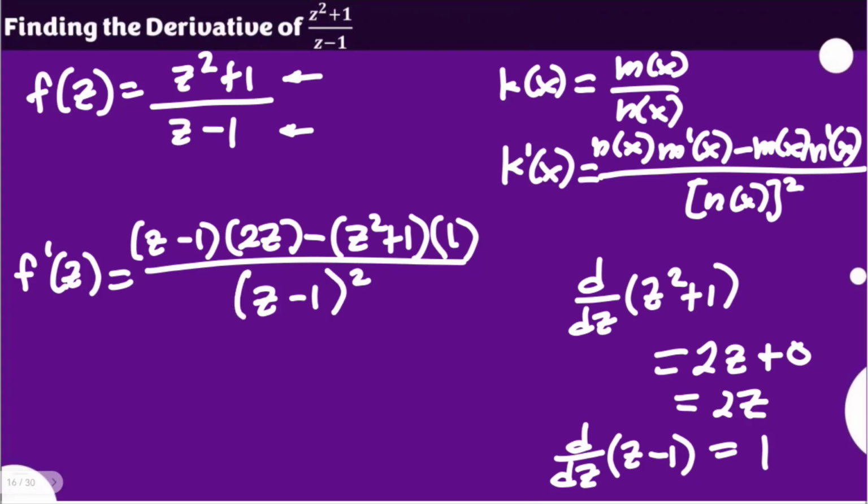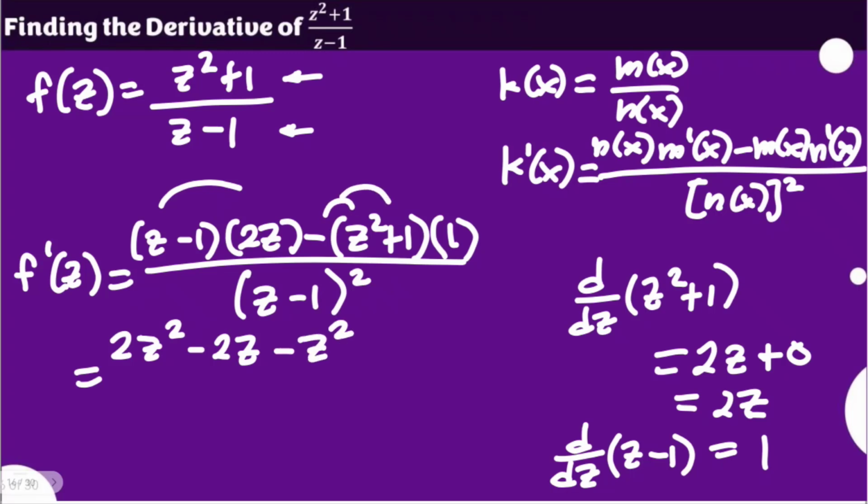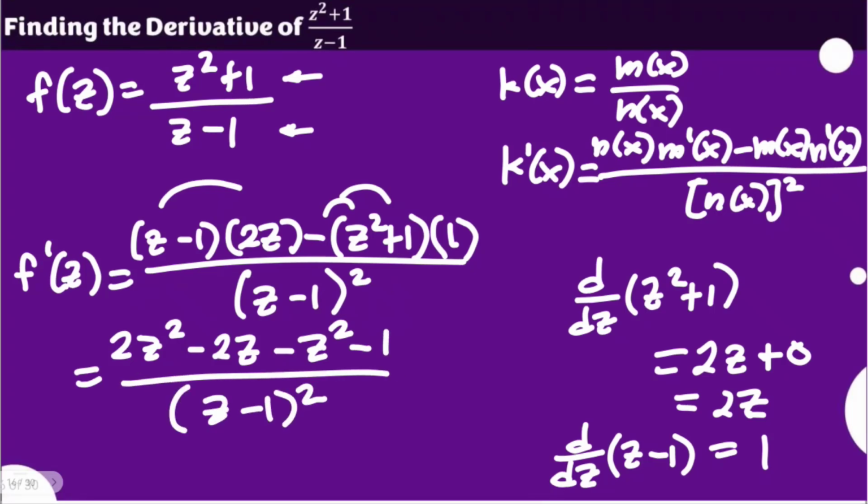You may expand the denominator. You may not expand the denominator as well, because there might be some items that you can, of course, simplify if there are any. So we're going to continue this one here. So for the derivative, distributing that, you have 2z squared minus 2z. Distributing the negative sign, of course, that's just simply 1 minus z squared minus 1 all over the square of z minus 1.